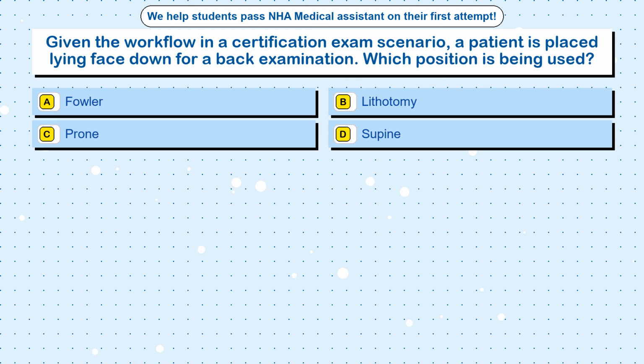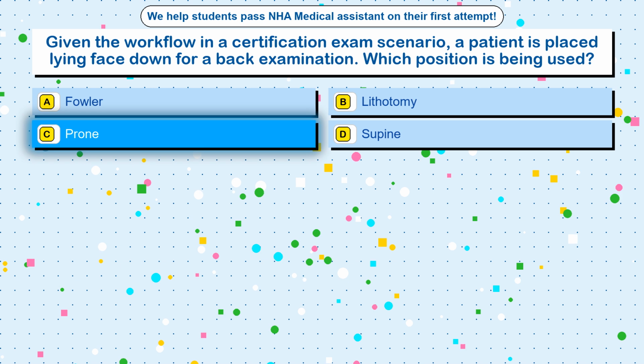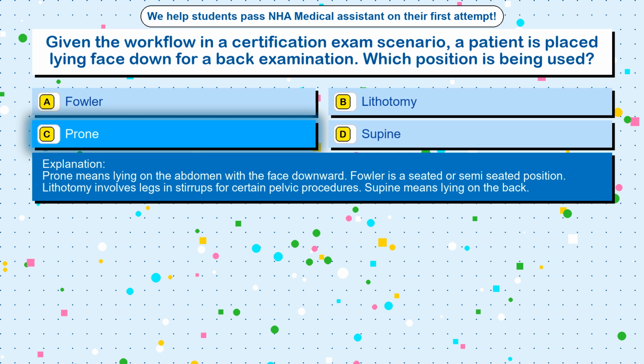Question 40. Given the workflow in a certification exam scenario, a patient is placed lying face down for a back examination. Which position is being used? Option A. Fowler. Option B. Lithotomy. Option C. Prone. Option D. Supine. The correct answer is option C. Prone. Prone means lying on the abdomen with the face downward.